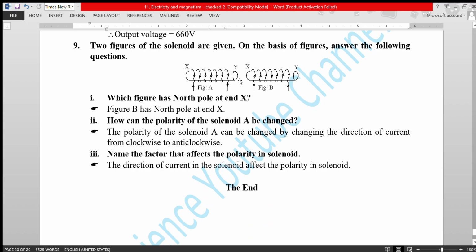Two solenoid figures are given in the diagram. Which figure has north pole at the end X? Figure B has north pole at the end X. How can polarity of solenoid be changed? Polarity of solenoid can be changed by changing the direction of current from clockwise to anti-clockwise. Name the factor that affects polarity in the solenoid. Direction of current in the solenoid affects the polarity in the solenoid.